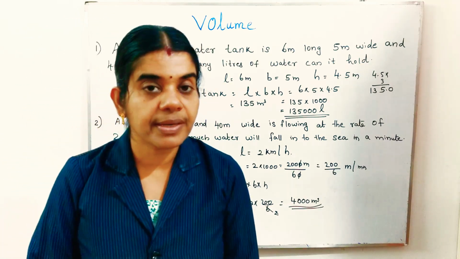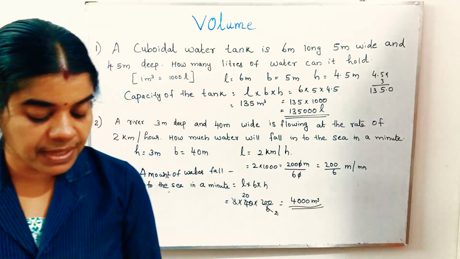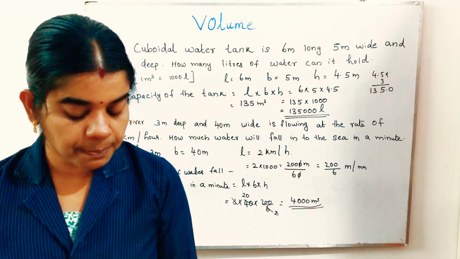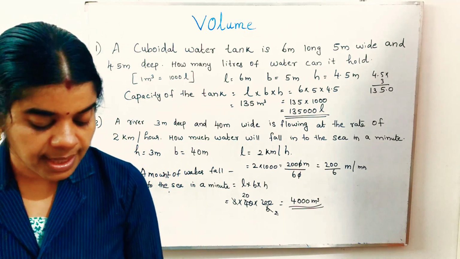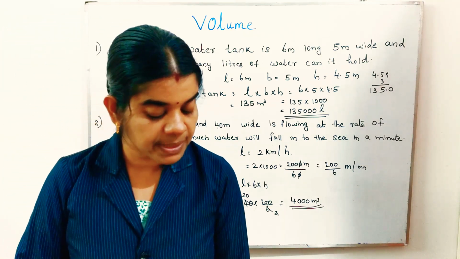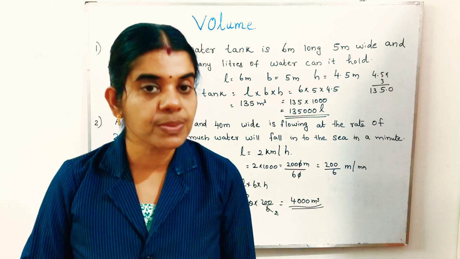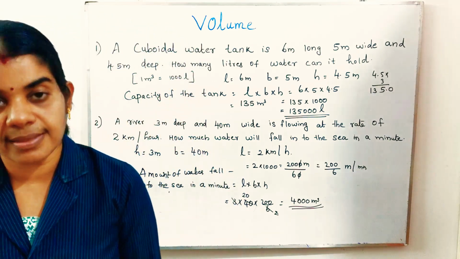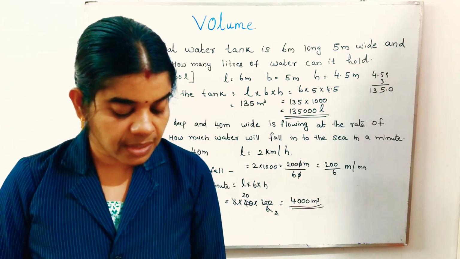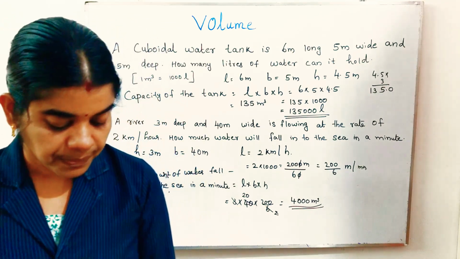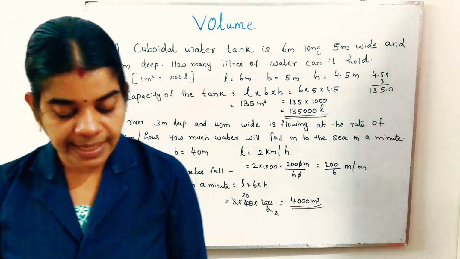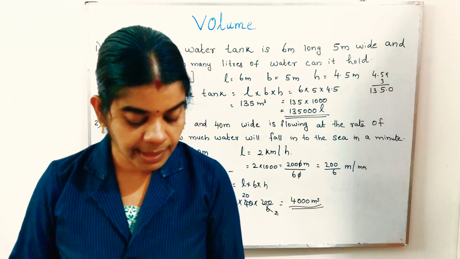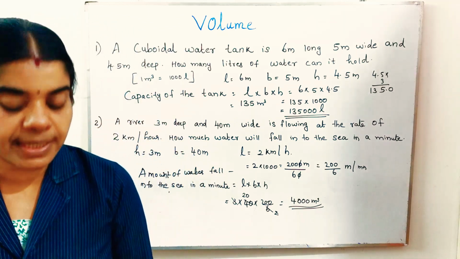Next question. A village having a population of 4000 requires 150 liters of water per head per day. It has a tank measuring 20 meter into 15 meter into 6 meter. For how many days will the water of this tank last? A village having a population of 4000, each person needs 150 liter of water per day. One day each person needs 150 liter of water.